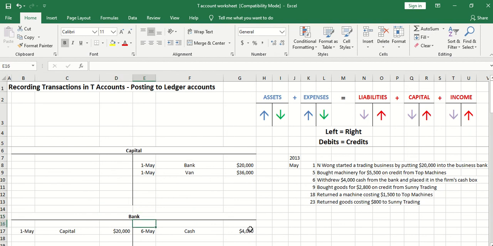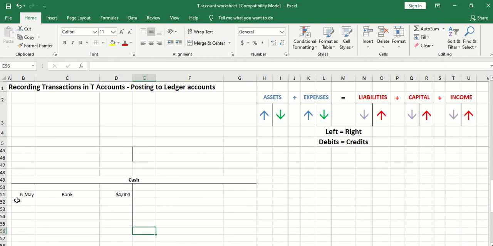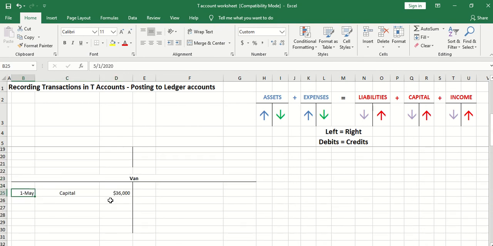And I have a right-hand entry for $4,000. So it balances. My left equals my right. Everything is okay. Notice how in this example for the 6th of May, I'm increasing my assets and decreasing my assets. So I'm not even touching all of these other accounts. All I'm doing is increasing assets and decreasing assets. Here's decreasing my bank account. And then here is increasing my cash account. And it still balances. No problem.